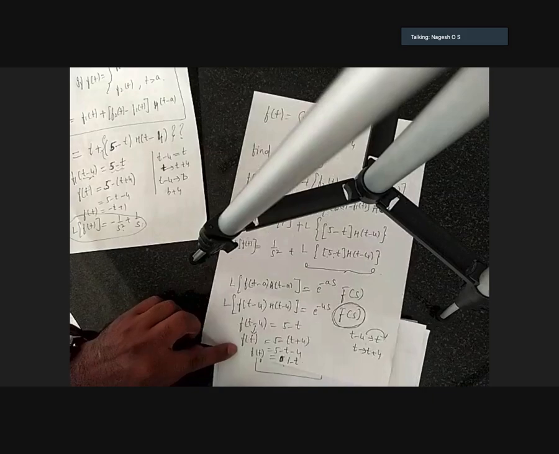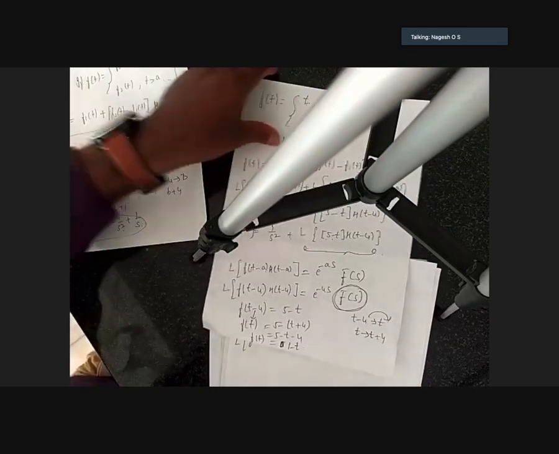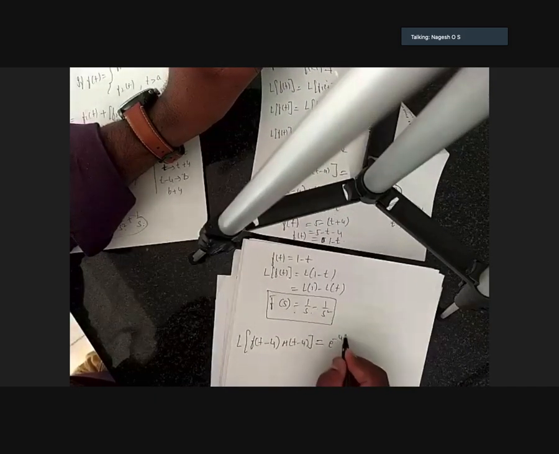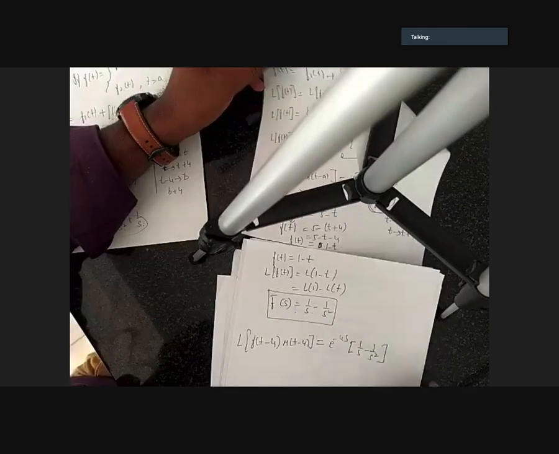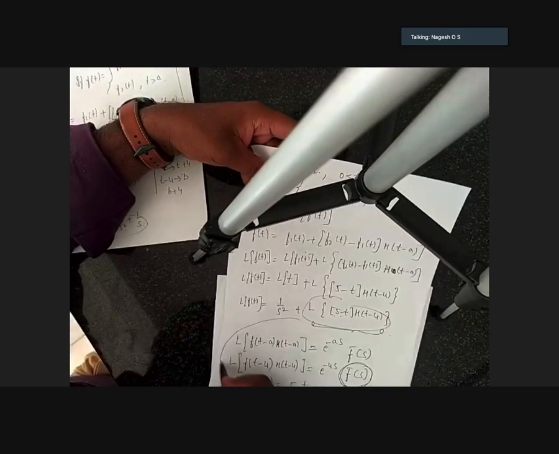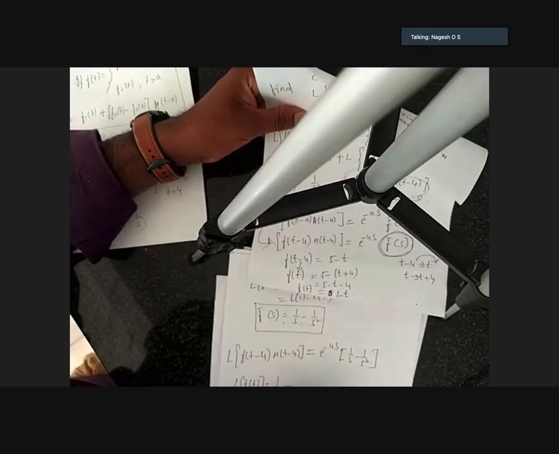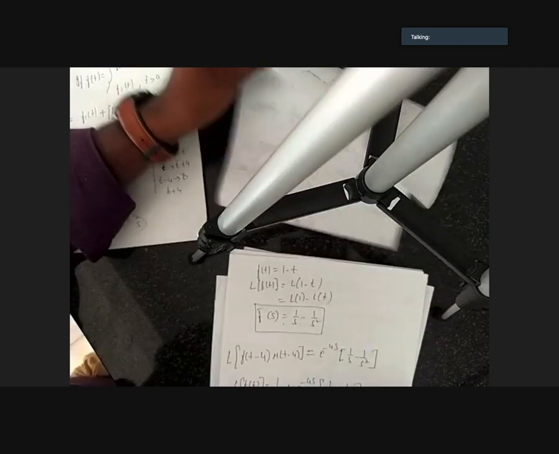So in place of this, I will substitute h of t minus 4 is equal to e power minus 4s, f bar of s is 1 by s minus 1 by s square. Then again, here we got the answer for this. We'll substitute there. L of f of t equals 1 by s square plus e power minus 4s into 1 by s minus 1 by s square. This is the answer.